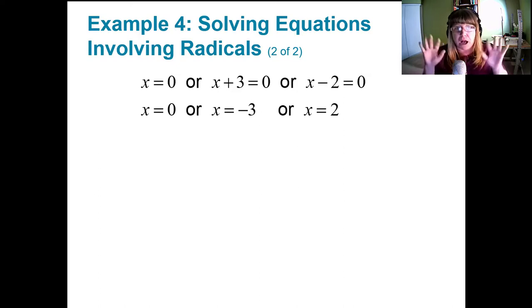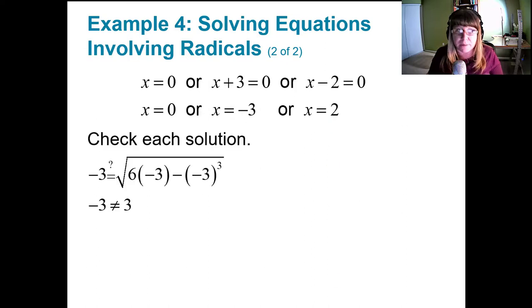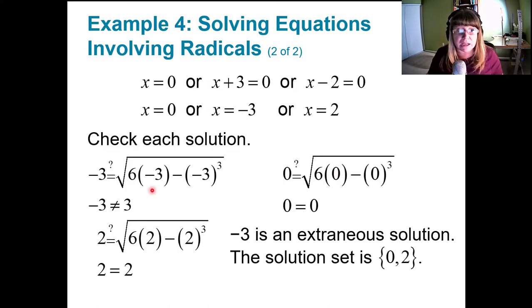All right, so here are our possible solutions: 0, -3, and 2. Let's check them. Throwing in a -3, we get -3. Does that equal the square root of 6 times -3 minus (-3) cubed? -3 cubed is -27, but a minus negative is a positive. -18 plus 27 is 9, and the square root of 9 is +3. -3 does not equal +3. There's an erroneous solution. So x equals -3 is not it.